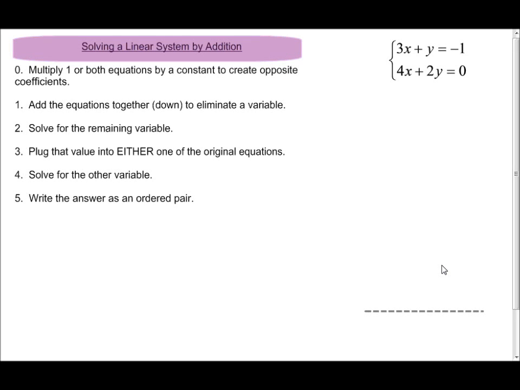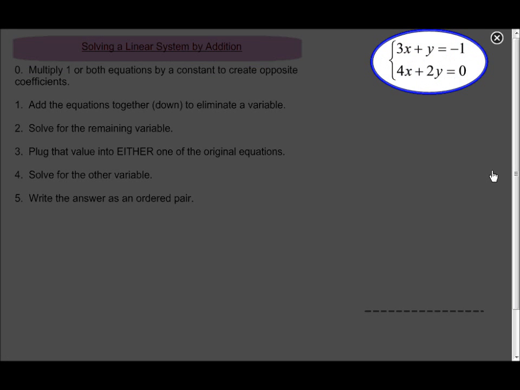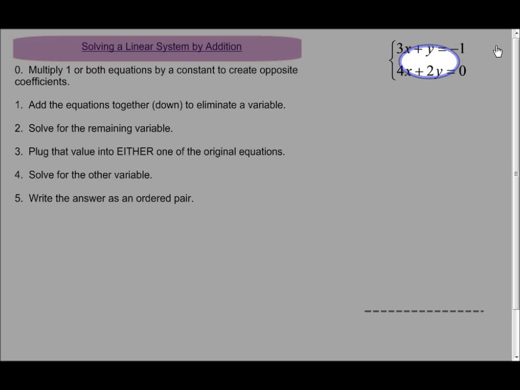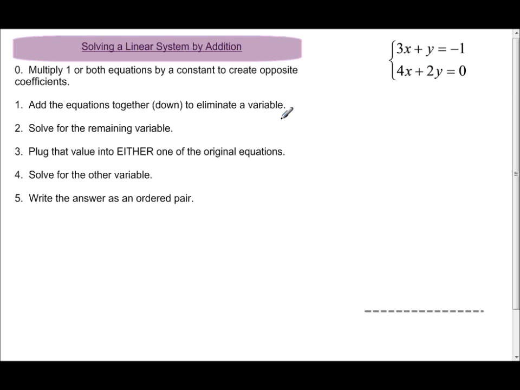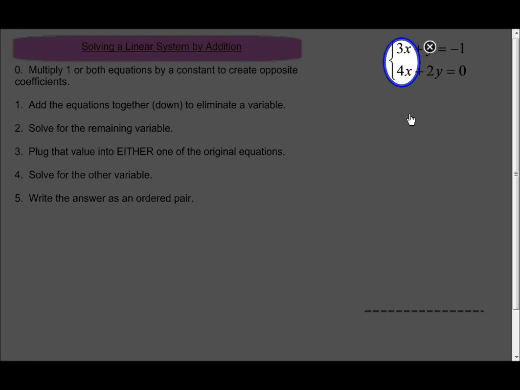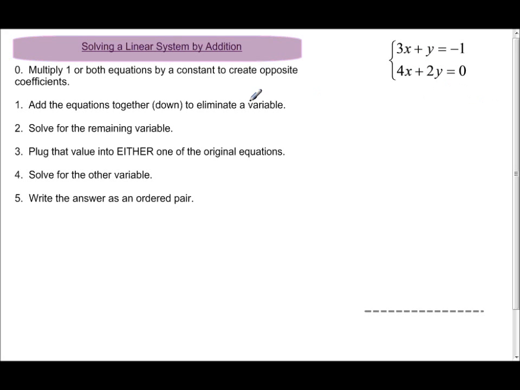Okay, we're going to take a look at solving a linear system by the addition method, sometimes referred to as the elimination method. And again, here we have our linear system. It's the two equations of two lines. If we notice here, this one is a little more complex than the last example, if you guys saw that example, because we see here that 3x and 4x do not contain opposite coefficients, as well as y and 2y. So we are challenged in this problem to make opposite coefficients.